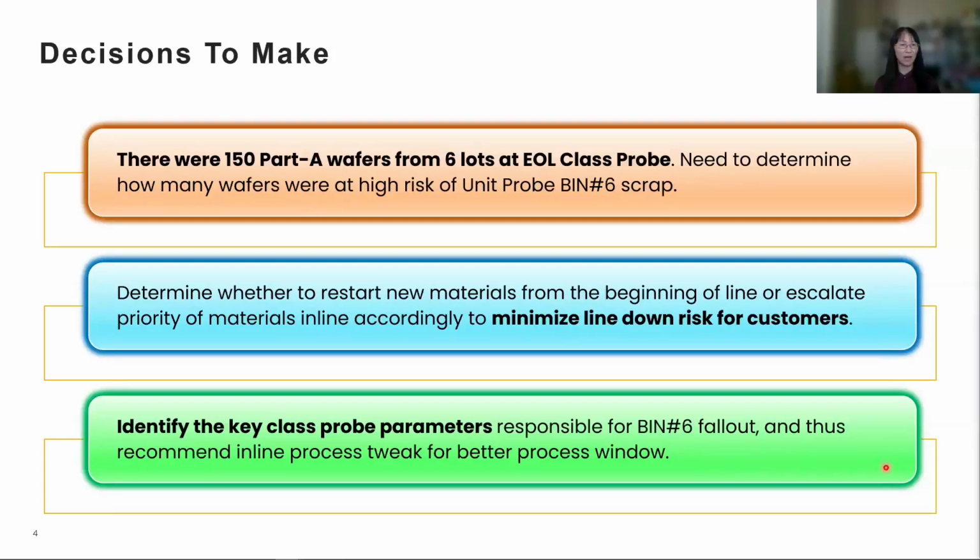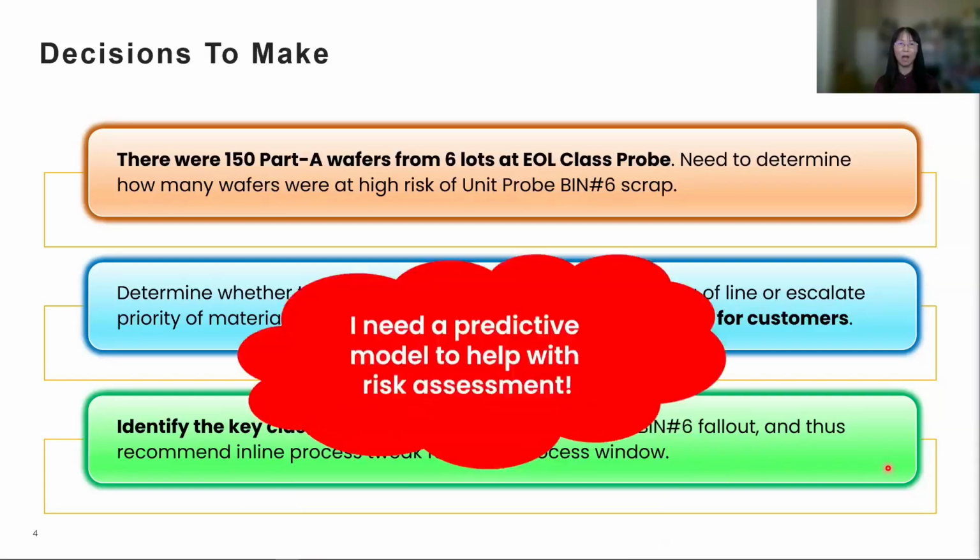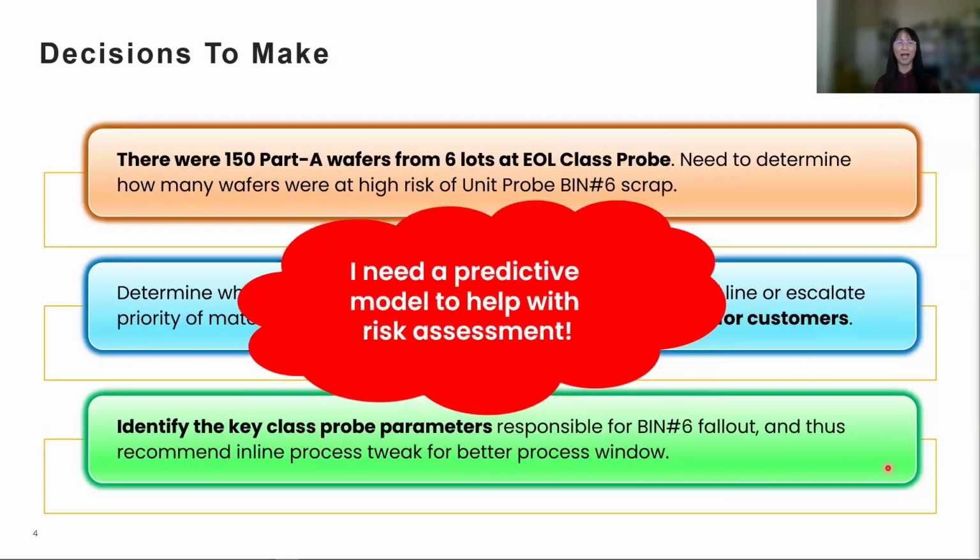Very last, as a device owner, I need to know what may have shifted in line. Although it didn't fail for class probe, maybe there are interactions between the class probe parameters that are responsible for the elevated bin 6 fallout. So I need to know, so I can give a recommendation to the inline process engineers, anything that we can do to help maintain the good quality of the dies and the wafers. So what I need here is a predictive model to help me with the risk assessment in this situation.